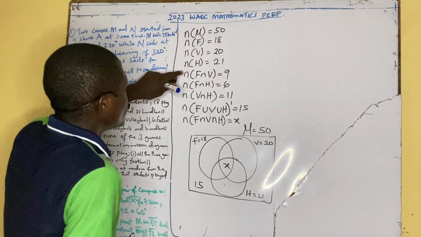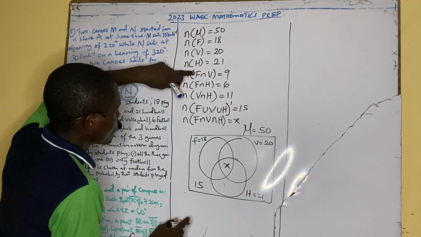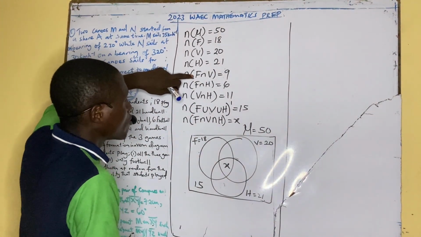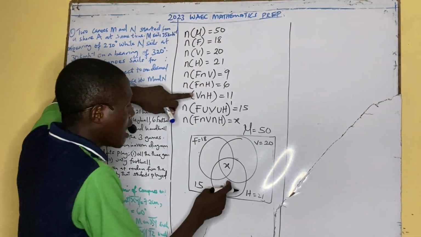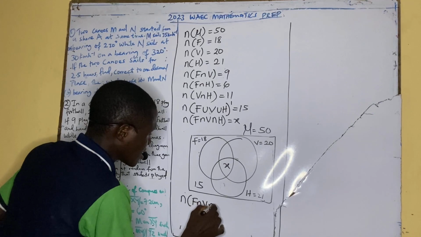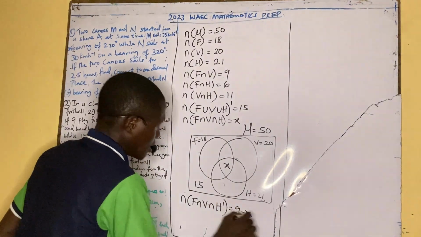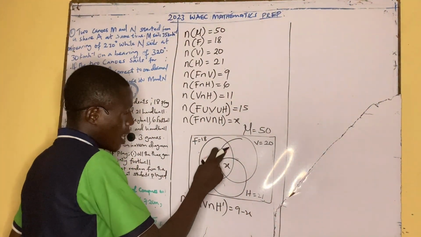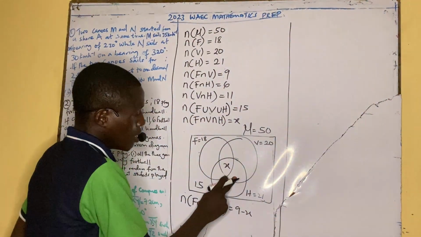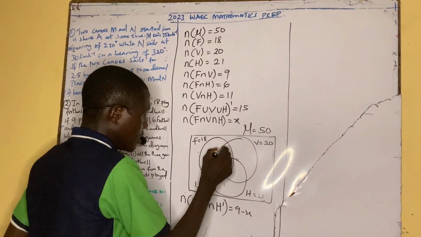So now, let us do this one by one. You can see this one is the number of football and volleyball, and it's including handball. But if you want to look for the number of football and volleyball excluding handball, that is H prime, it will be 9 minus X. So the number of football and volleyball excluding handball will be 9 minus X.